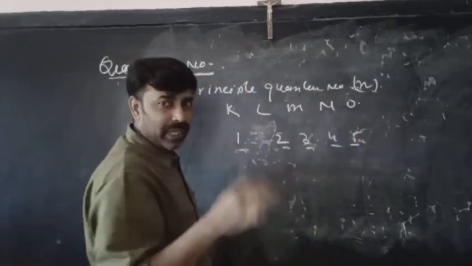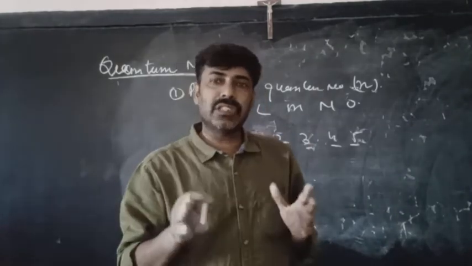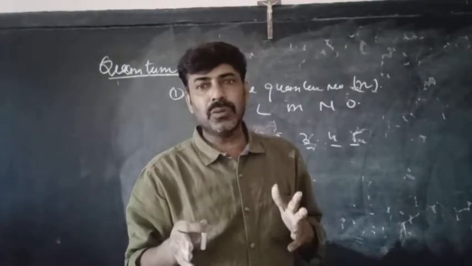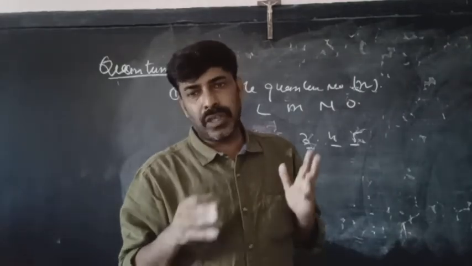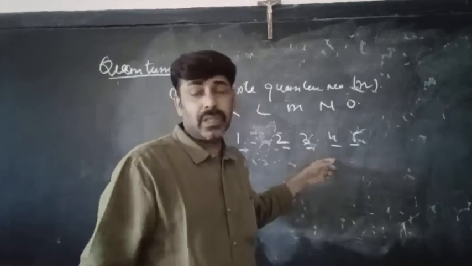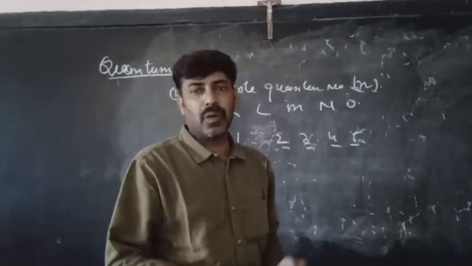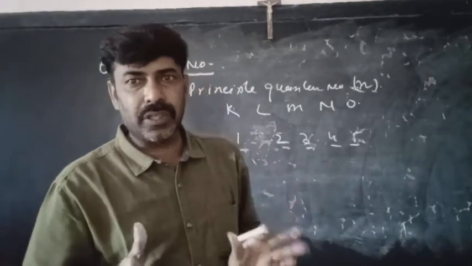So simply you can say that the shell number is the principal quantum number, and this number is always a positive integer. So this is the principal quantum number, which is always a positive integer and suggests in which shell the electron is present. The value is always a positive integer.